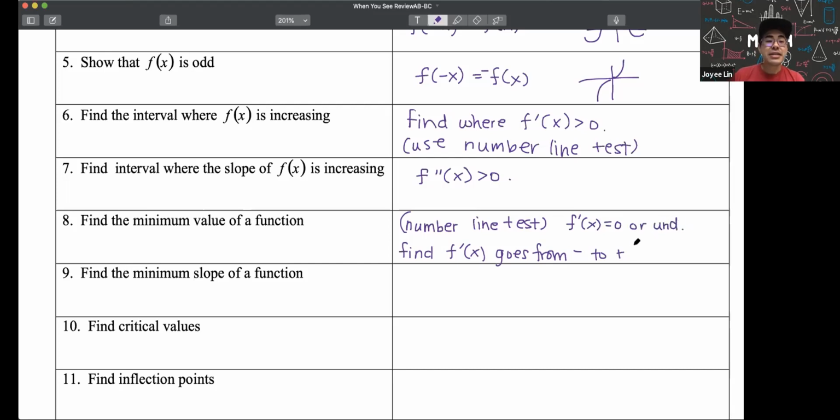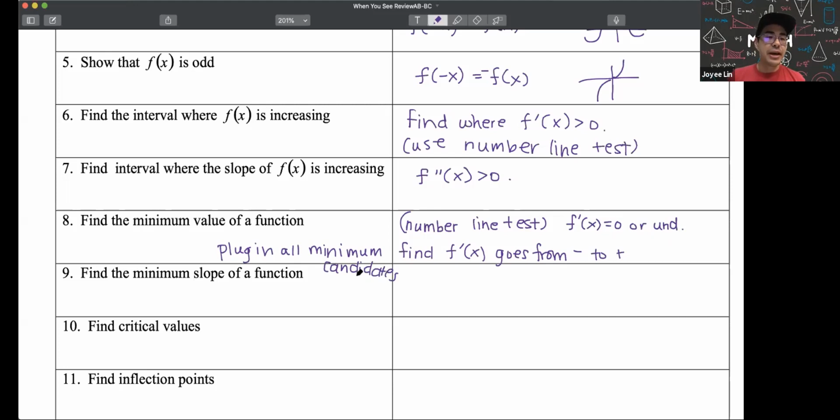The last thing is they say the minimum value. They're not saying relative min, right? So when they say minimum value, you need to plug in all minimum candidates. We might have to check endpoints. Yes, so we need to plug in all your candidates. There's another one specifically with endpoints, okay?